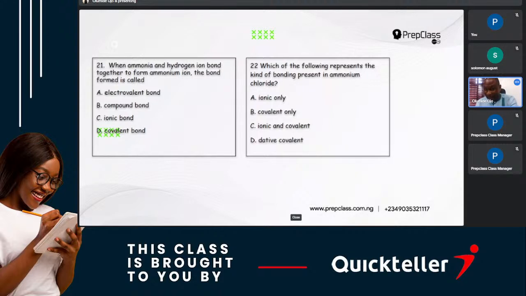Are you getting it? So they become NH4Cl. So two types of bonding occur in NH4Cl. The first one is the dative covalent bond, which is covalent bond, and the second one is what? Ionic bond. So the answer is C. Do you get that? Yeah, yes, sir. Good.